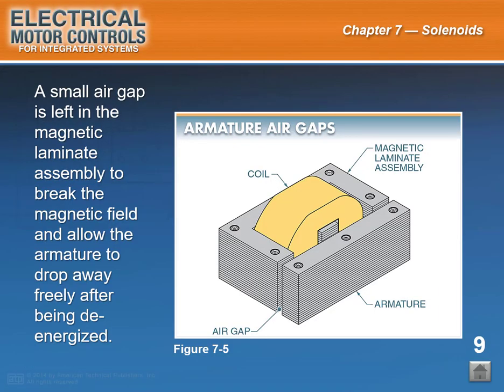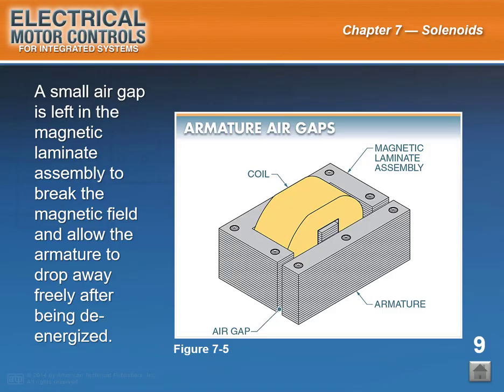A small air gap is left in the magnetic laminate assembly to break the magnetic field and allow the armature to drop away freely after being de-energized. See Figure 7-5. As the coil is de-energized, some magnetic lines of force, known as residual magnetism, are always retained and could be enough to hold the armature in the sealed position.